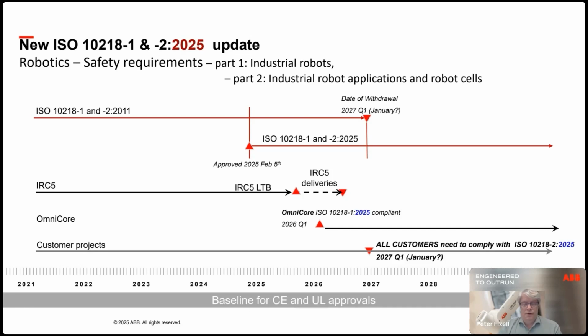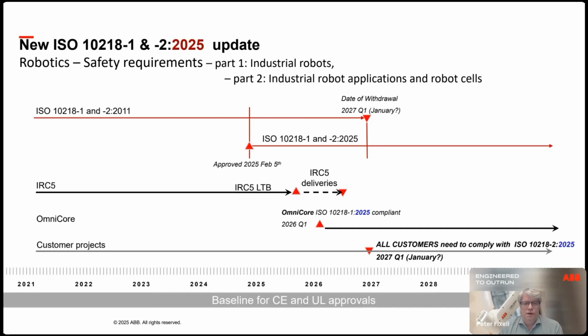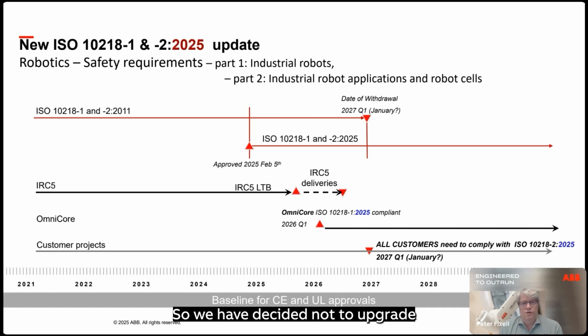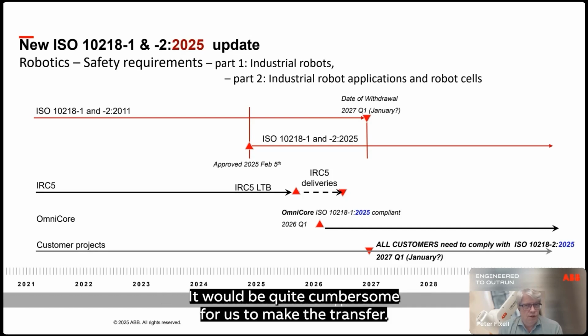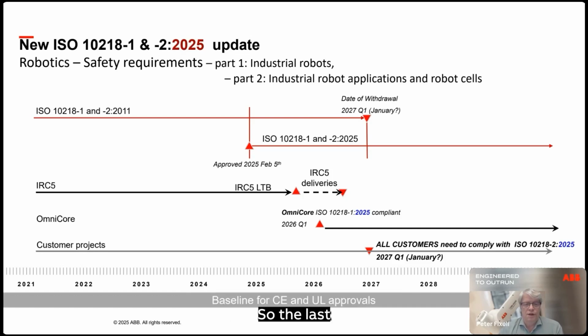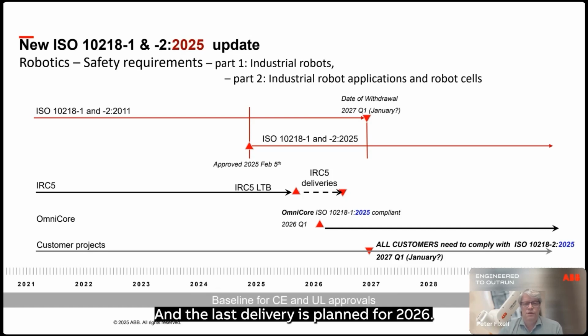In the middle, you can see the RC5 timeline. Now, RC5 we are replacing by OmniCore. And that kind of aligns with the timeline for the new safety standard. So we have decided not to upgrade RC5 according to the new standard. There are good technical reasons for it and also business-related reasons. It would be quite cumbersome for us to make that transfer. So the last order date or last time buy will happen by the end of December this year, and the last delivery is planned for 2026.